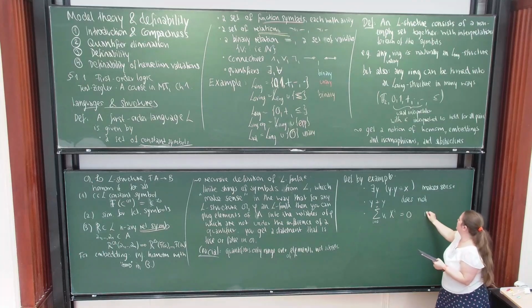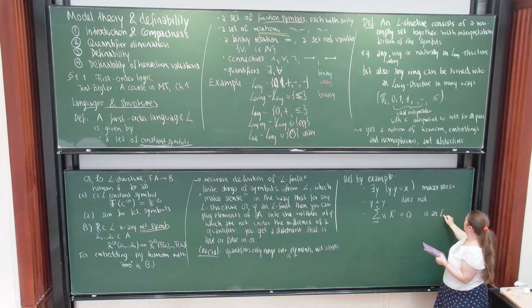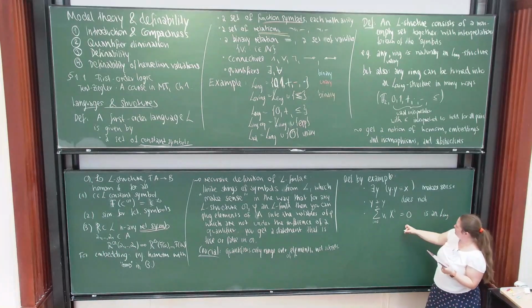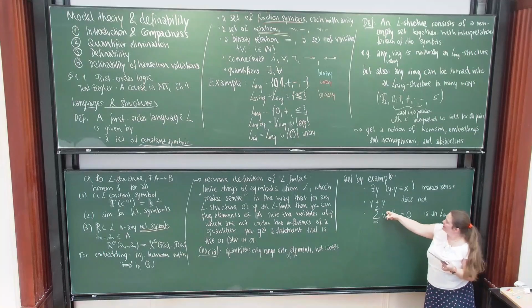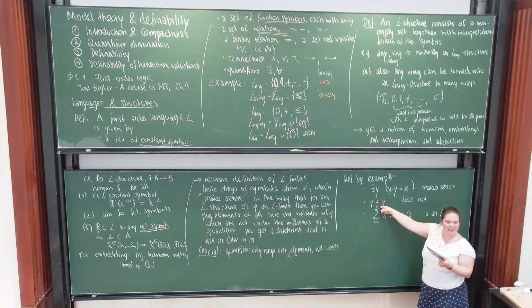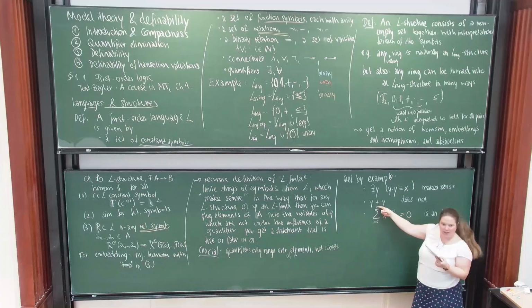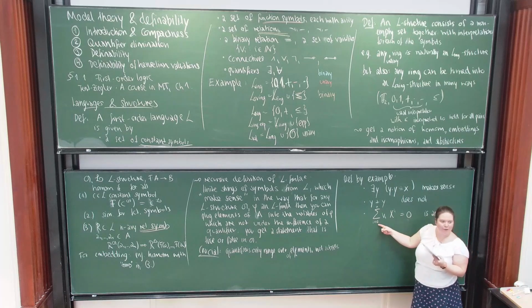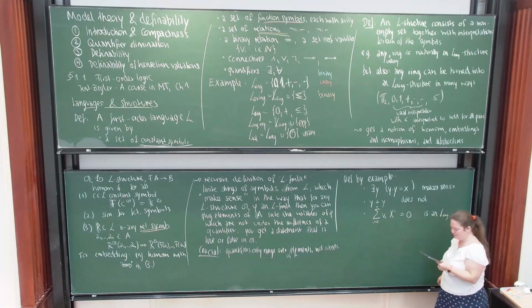So n is a number, not a variable. Yes, you're right. n is a natural number. It's not a variable. It's not an element of my structure. It's really an abbreviation for a finite sum. What I'm doing there.